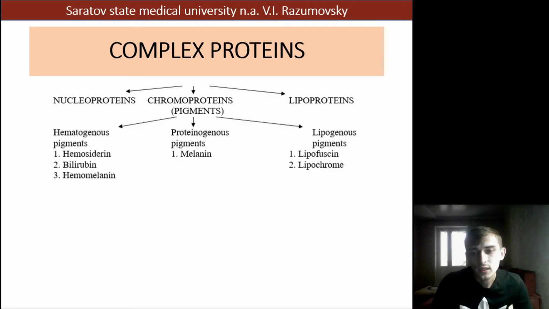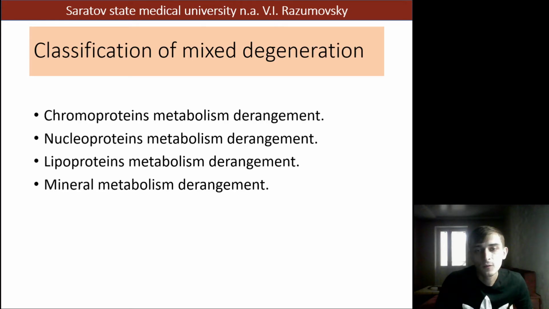In this slide you may see the classification of complex proteins. They include nucleoproteins, chromoproteins or pigments, and lipoproteins. Chromoproteins include hematogenous pigments, proteinogenous pigments, and lipidogenous ones. Examples of these pigments you may see on the slide. Classification of mixed degeneration includes metabolism derangement of chromoproteins, nucleoproteins, lipoproteins, and minerals.